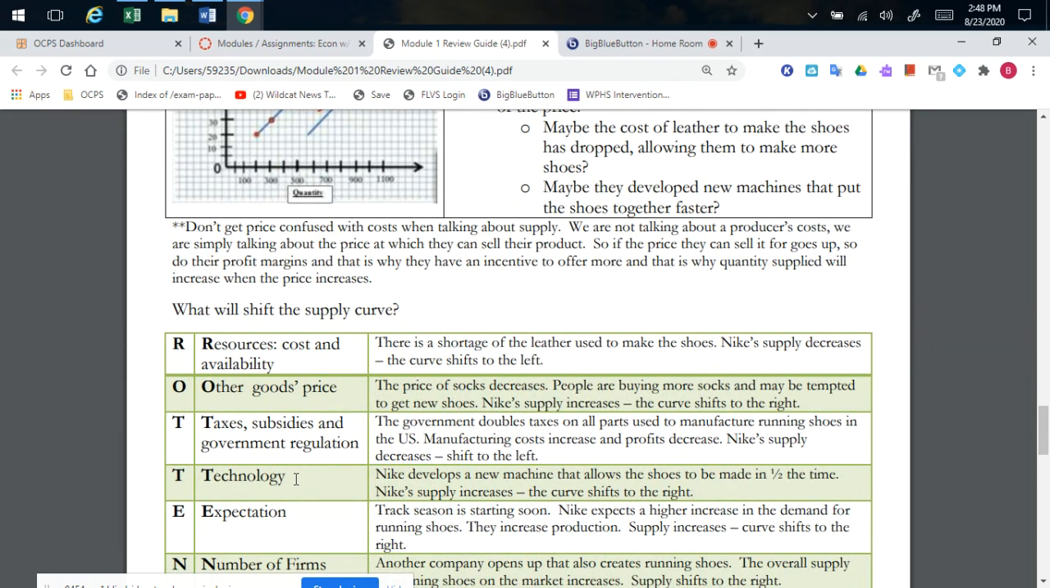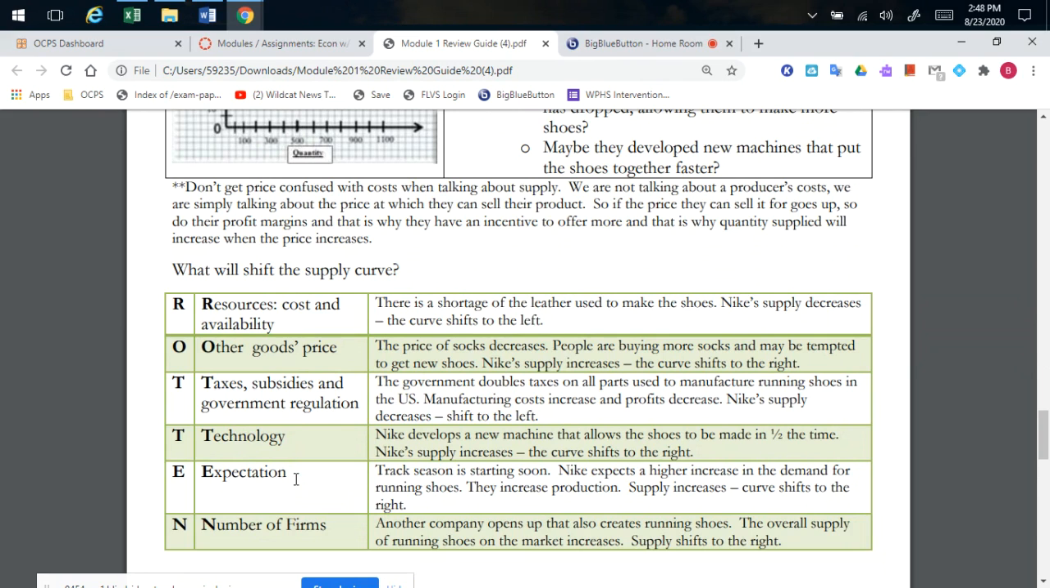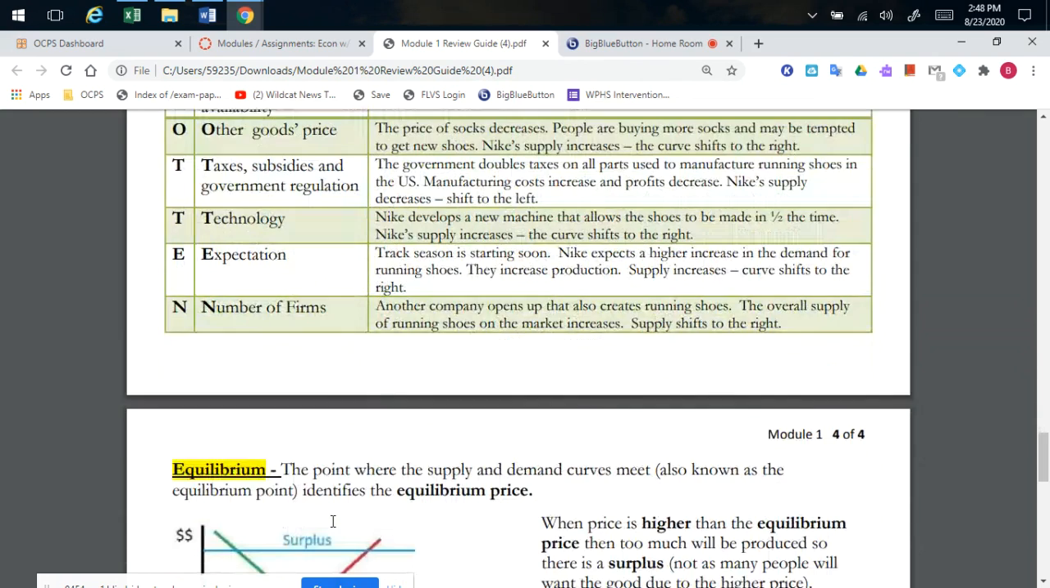If businesses believe that the price of the item is going to change relatively soon, they might ramp up production now to sell it at that higher price, or delay if they believe the price would drop. If there's a greater number of firms or manufacturing facilities, then supply would also be able to increase simply because you had more of them.